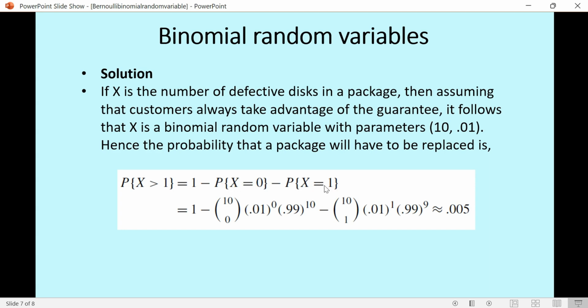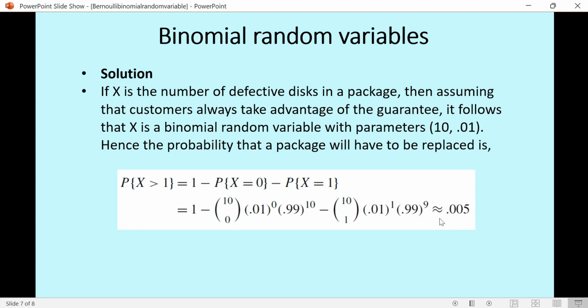In these two cases, the defective number is not larger than 1. So we just take 1 minus these two cases' probabilities: 1 minus the combination of 10 choose 0 times the defective rate to the power 0, minus 10 choose 1 times the defective rate to the power 1 and 0.99 to the power 9 for not defective. So the result is about 0.005.